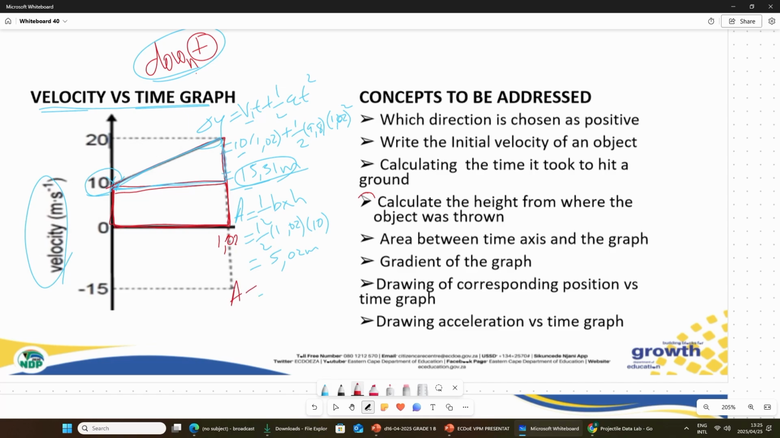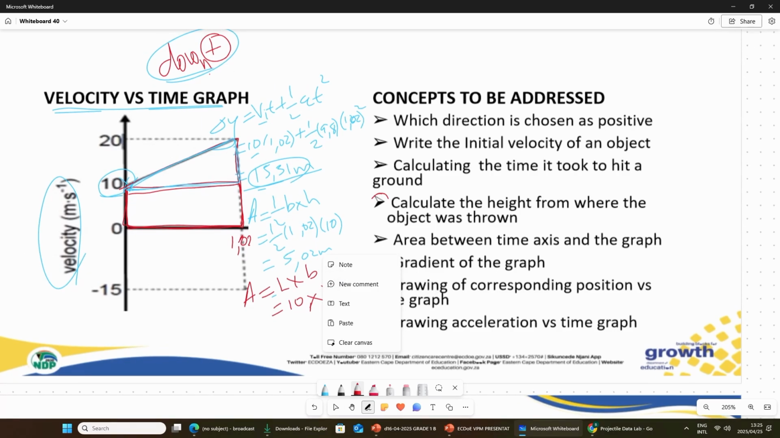That is the area, length times breadth. The length is the longer side, so the longer side is given as 10, multiplied by the breadth, which is given as 1,02. Here we are going to get approximately 10,02 meters. Okay.